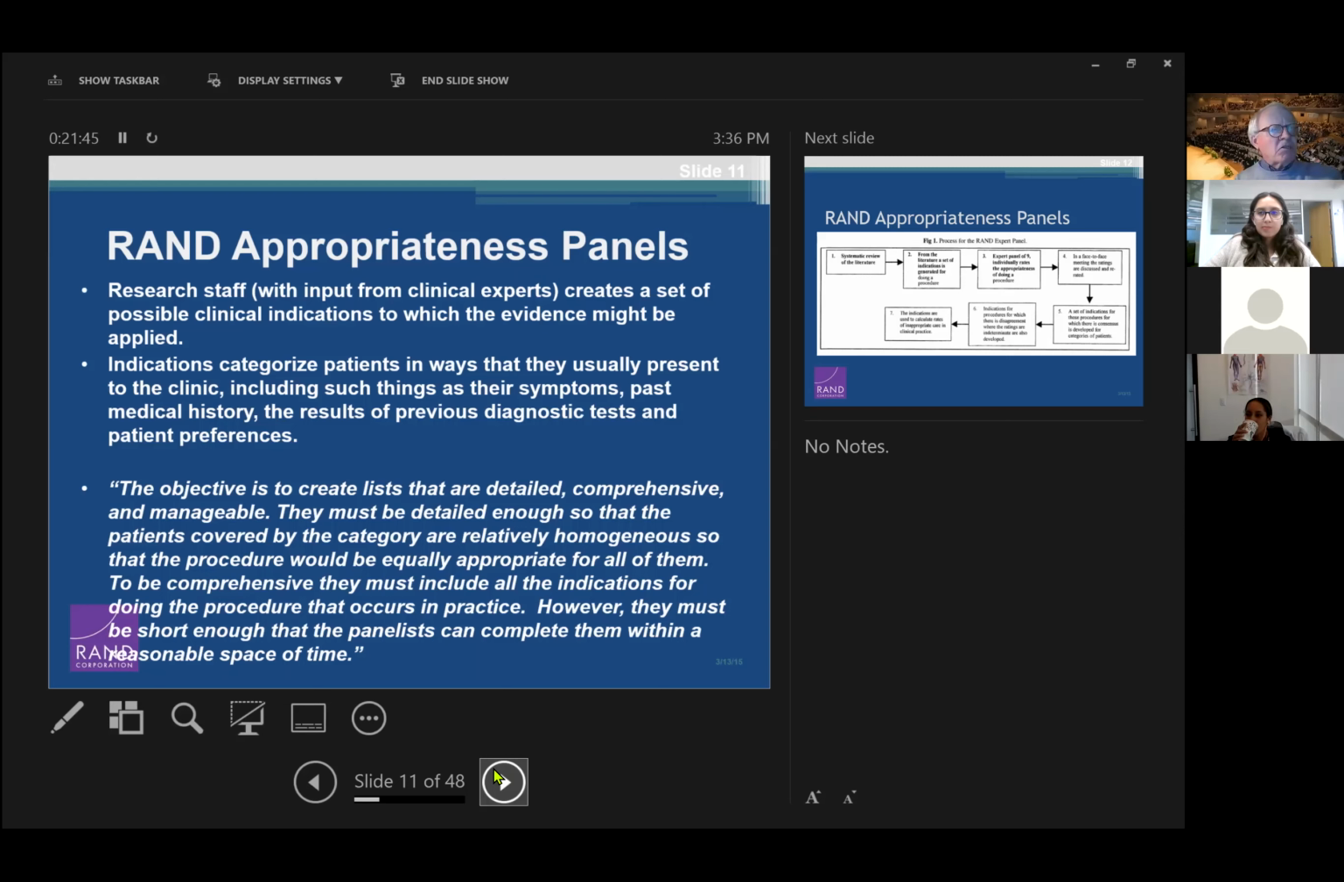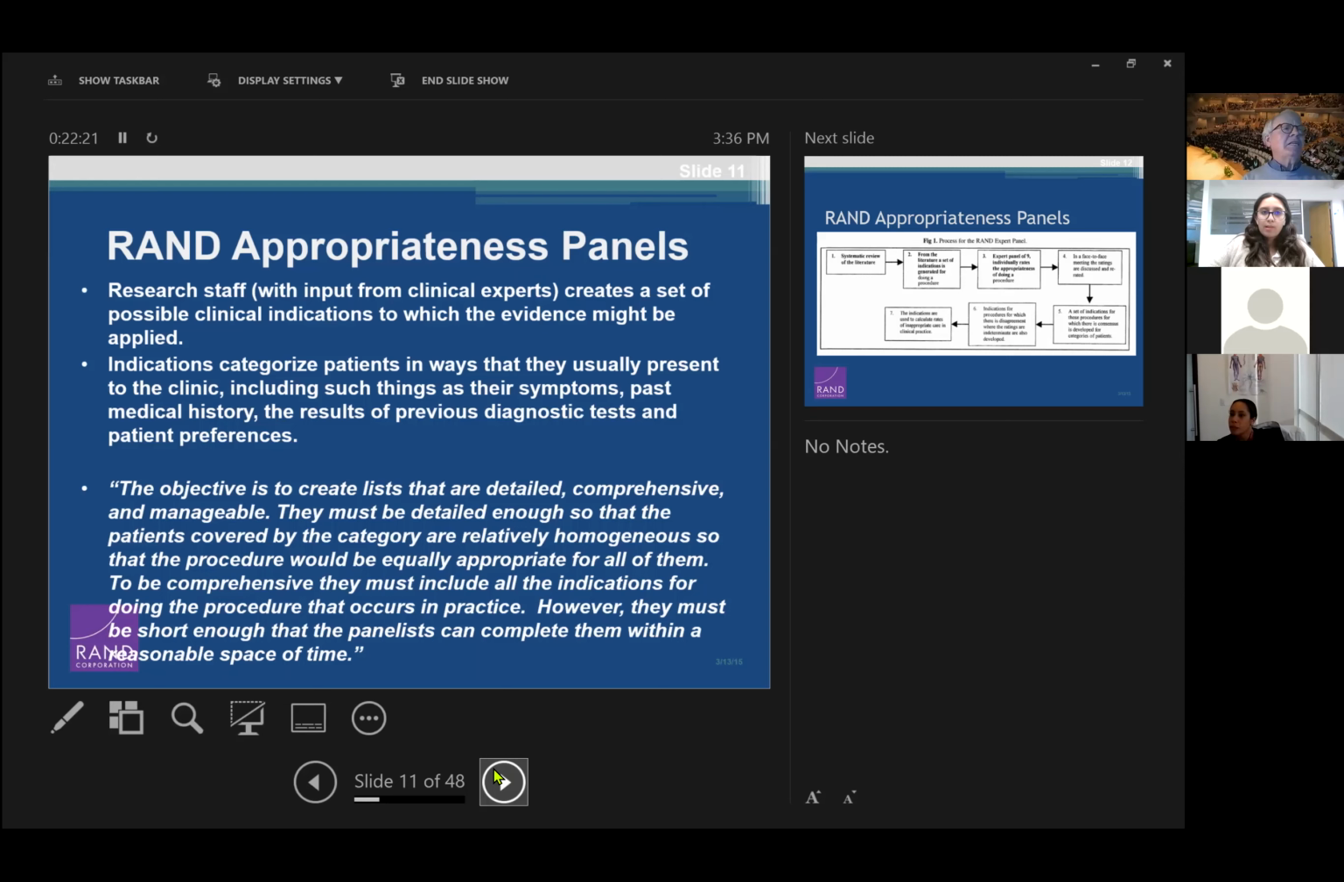Anyway, the research staff creates them, and they categorize patients in certain ways, usually the way in which a patient would present to the clinic, so it includes their symptoms, their past medical history, the results of previous diagnostic tests and patient preferences. And down below there, I'll tell you about what the rule is for the set of indications. The objective is to create lists that are very detailed and comprehensive and manageable, and will cover most of what's going to turn up in the practice, right?